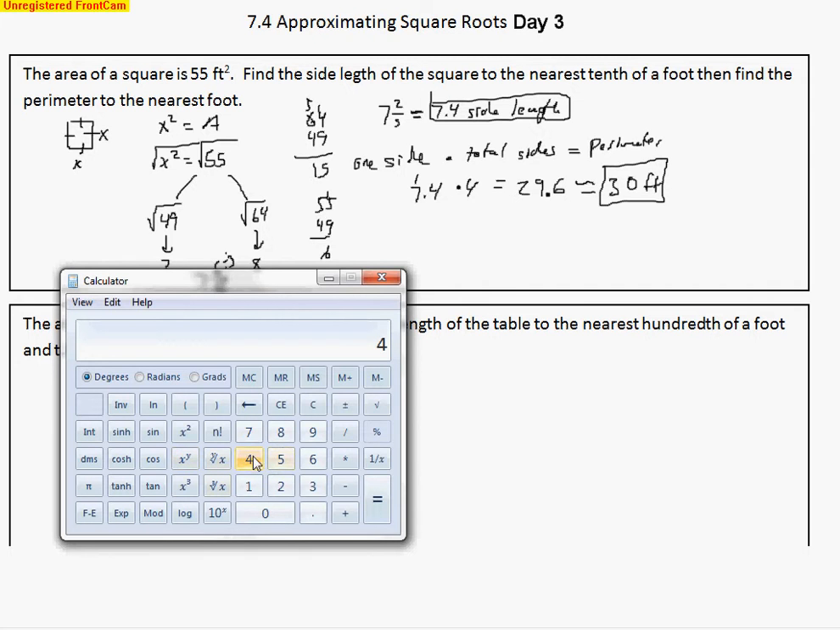So I would write 4 times, and then write in the square root of 55. Let's see if I can fit it in there. 4 times the square root of 55. There it is. So that gave me 7.41. Let's see if it gives it to me. There it is, 20.66. So that's pretty much what we got, and we rounded to the nearest foot, so 30 feet would end up being that perimeter.